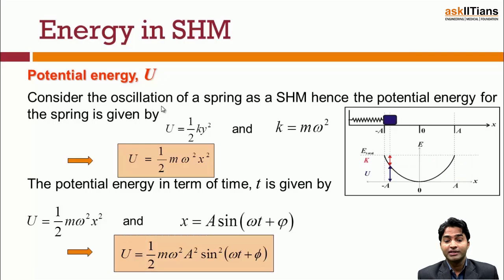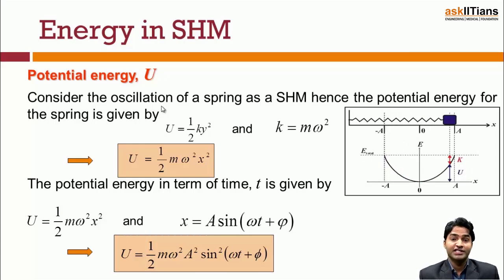Here we would like to discuss the case of potential energy. According to Hooke's law, force is equal to minus kx, and we want to know the work done by the external agency against that system. That is equal to minus the force into displacement, so minus kx into dx. Integrating this equation, the work done by the spring force is equal to minus 1 by 2 kx square. Potential energy stored in the spring is the negative of that work done, that is equal to 1 by 2 kx square.